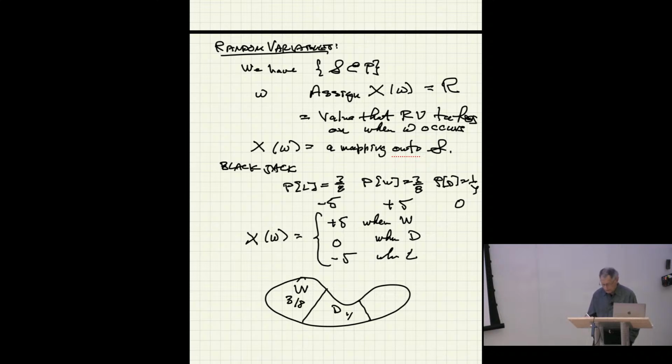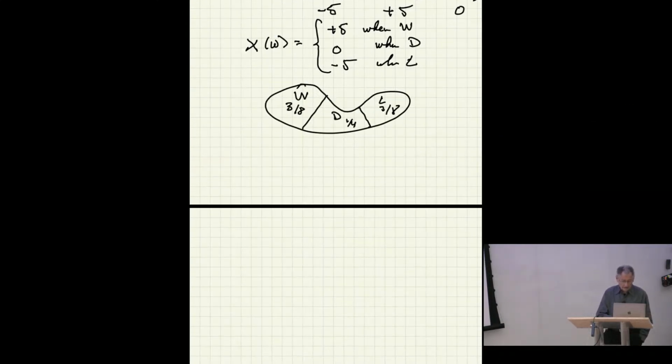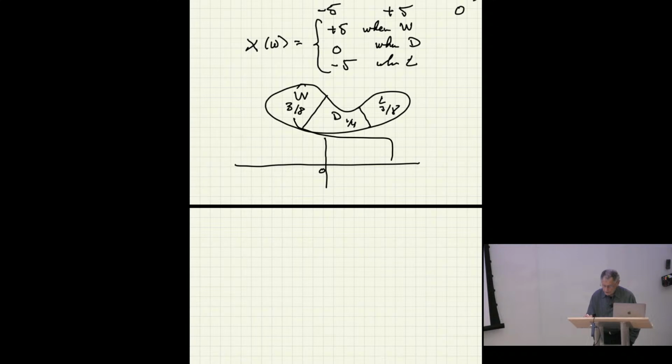Draw is 1/4, and lose is 3/8. And there is essentially a mapping onto the real line. If this is 0, then the event win maps onto the value plus 5. The event lose maps onto the value minus 5. And the event draw maps onto the value 0. That's the mapping.